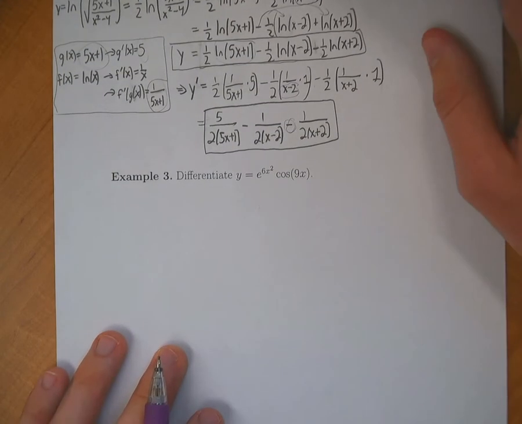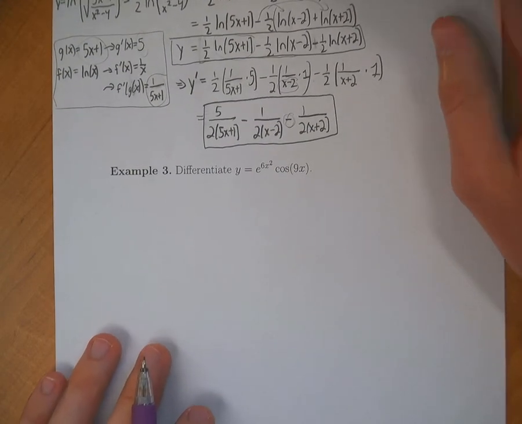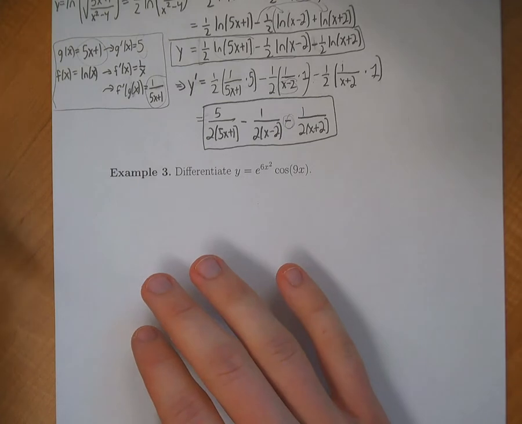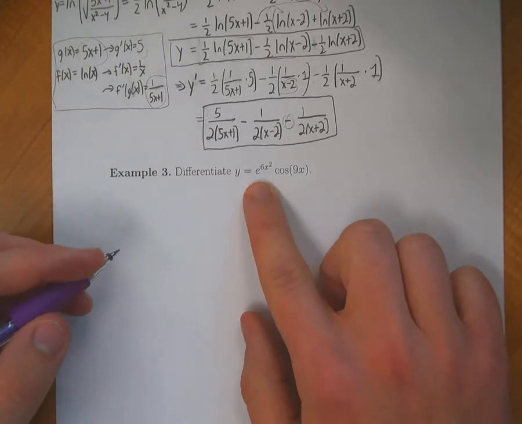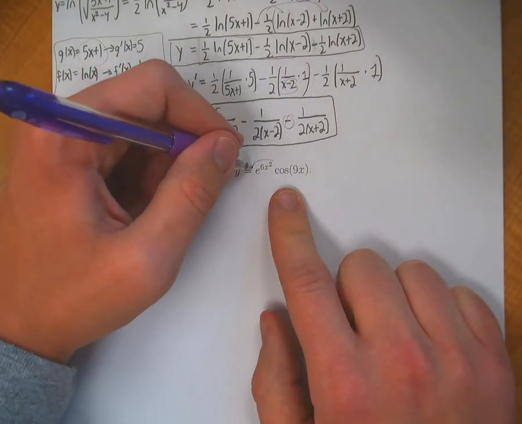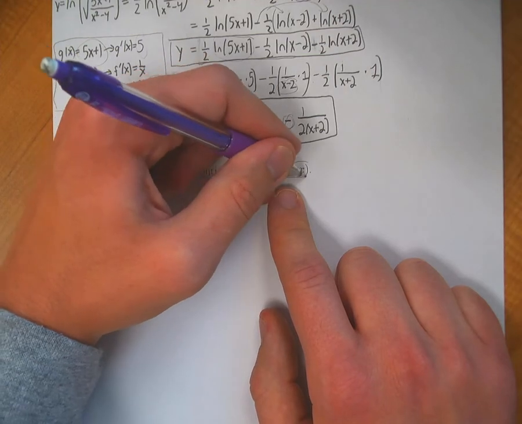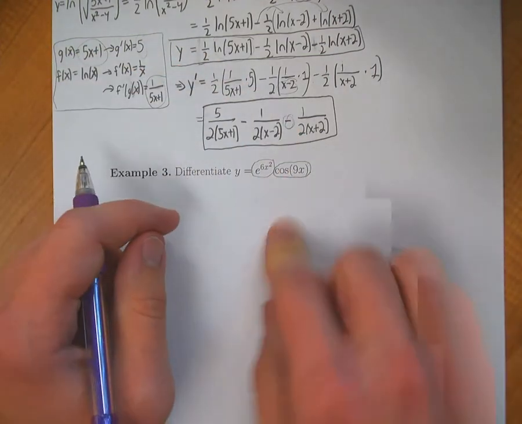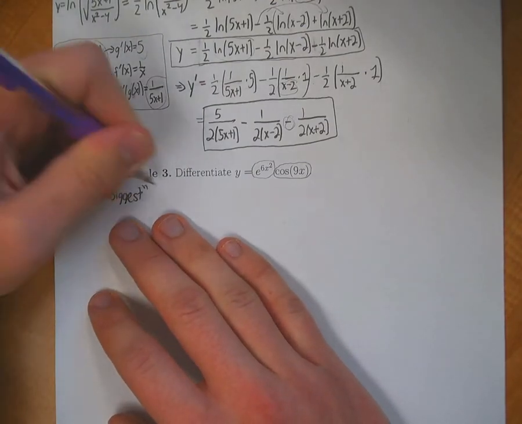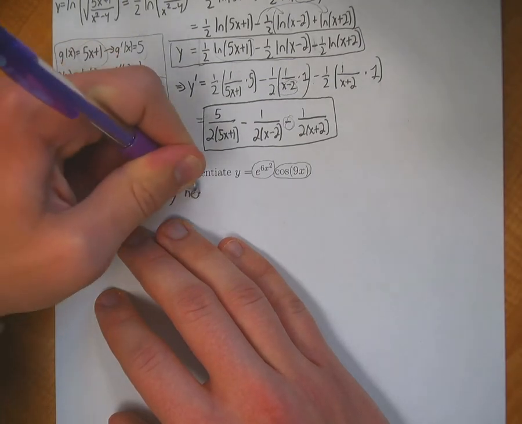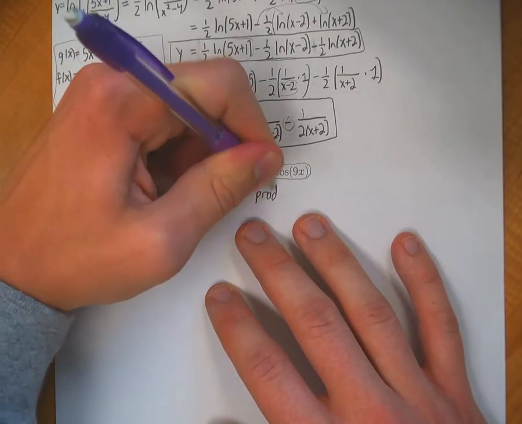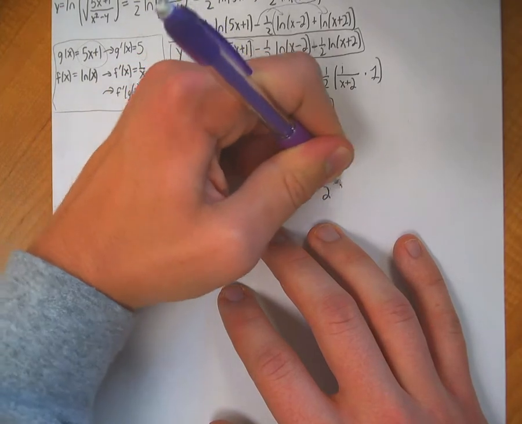So that's all I really wanted to say on the natural log stuff. So now let's go ahead and deal with some slightly more complicated functions that don't involve natural log. In this case we're asked to differentiate e to the 6x squared times cosine of 9x. What you notice is that the biggest thing happening here is a product of two functions of x.